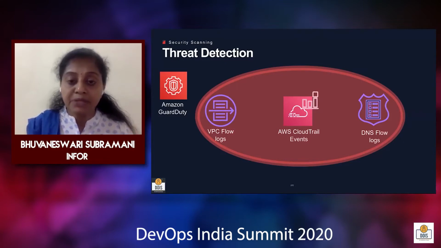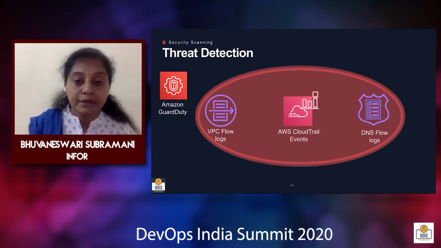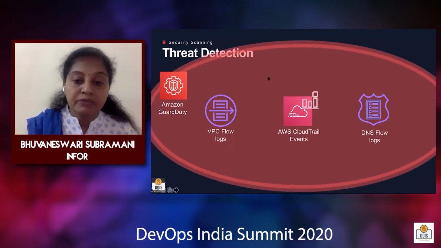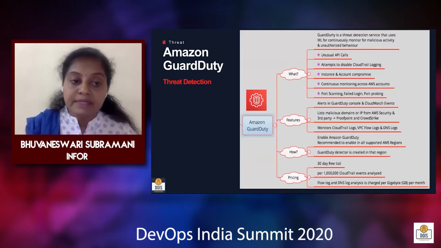Since it's a web application, I want to access this web application from an external user outside, from the internet, and I want to monitor. If you're sending this information via Route 53, you will have DNS logs available. Now threat detection works cohesively, considering VPC flow logs, AWS CloudTrail events, and DNS logs to analyze that. Now we will see Amazon GuardDuty in detail.